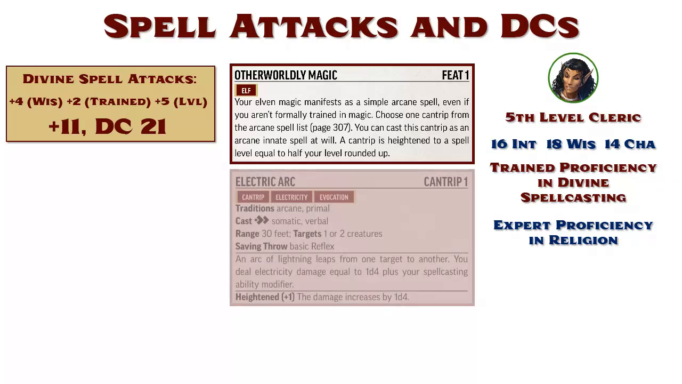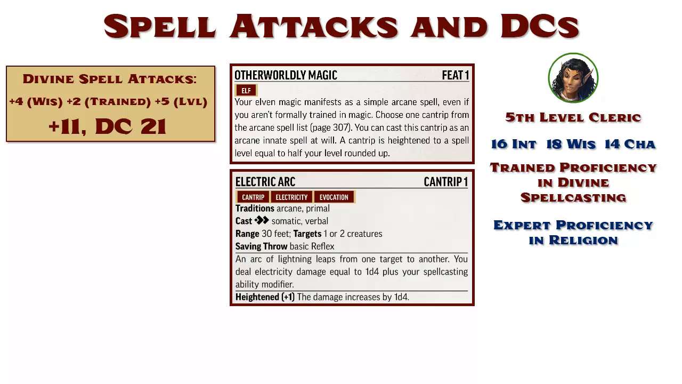He chooses Electric Arc as that spell, and since this is an innate spell, he does not cast it with the same bonuses he uses for his Cleric Divine spells. Those are based on Wisdom as the key ability modifier, but innate spells use Charisma. So let's calculate his spell DC for Electric Arc.